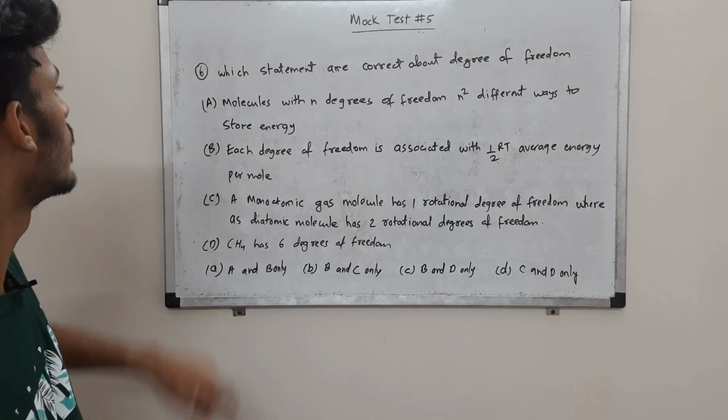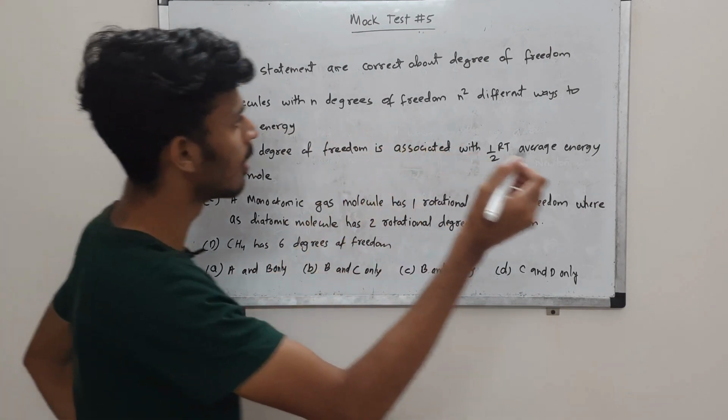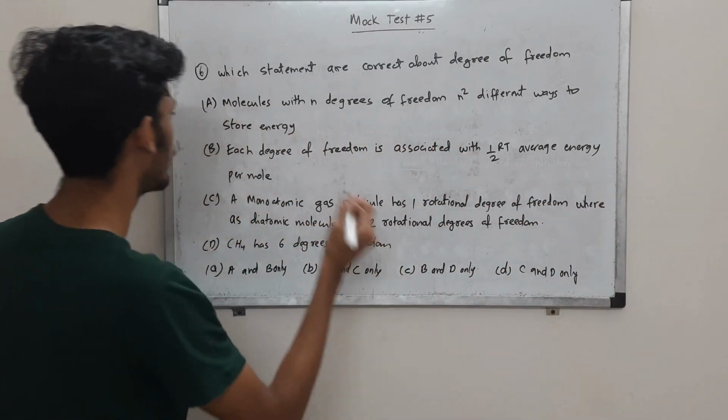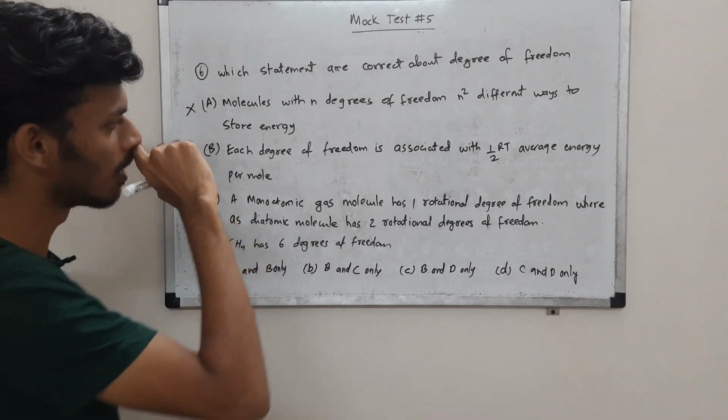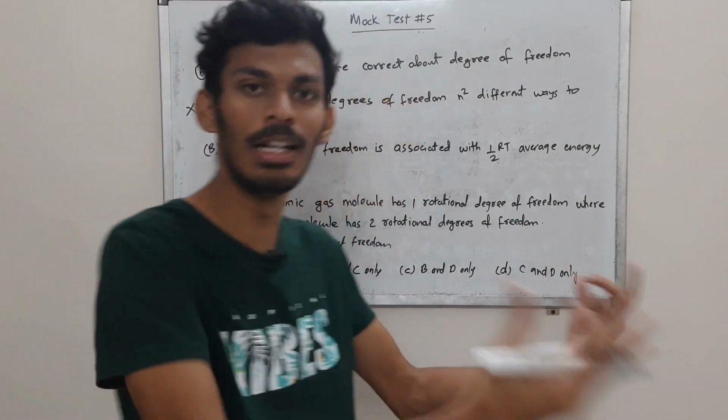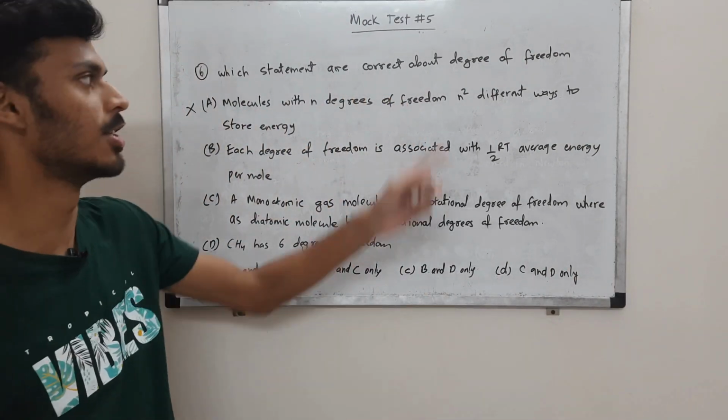Statement number 1, molecules with n degrees of freedom have n square different ways of storing energy. No, because n degrees of freedom means n different ways of storing energy, not n square.